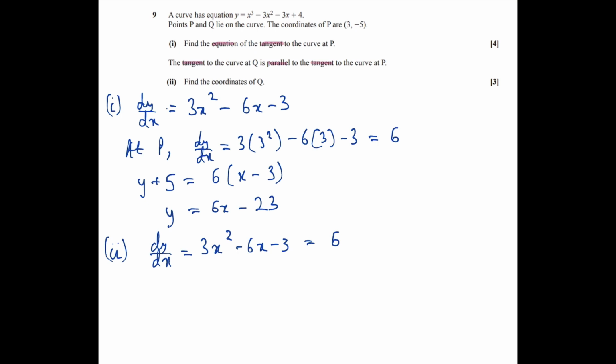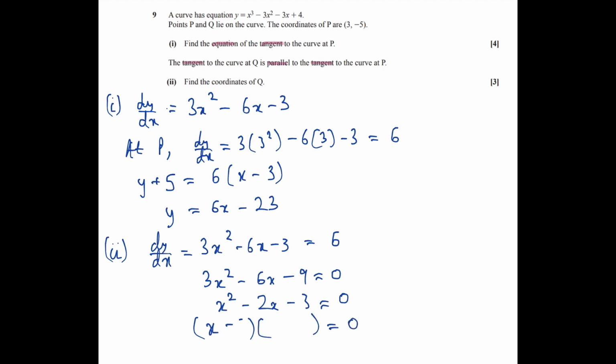So I'm going to solve this. So we'll get 3x squared minus 6x minus 9 equals 0. Make our lives easier for ourselves. Let's divide by 3 to get x squared minus 2x minus 3 equals 0. Now we can easily factorise this, can't we? We get 2 linear factors. We have an x minus 3 and an x plus 1.